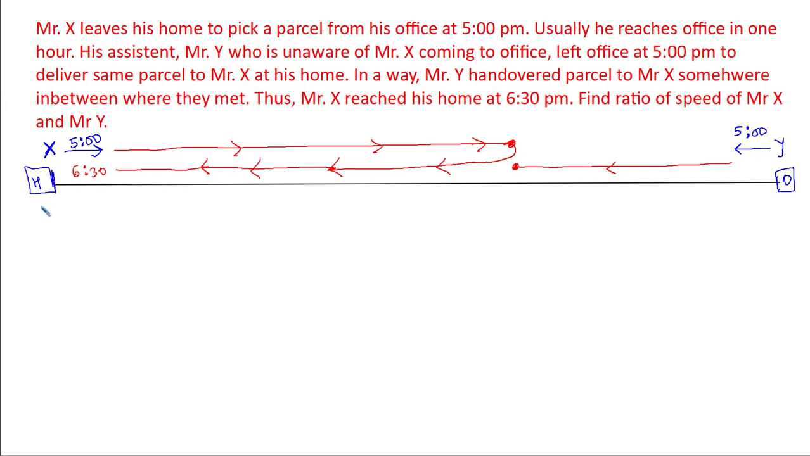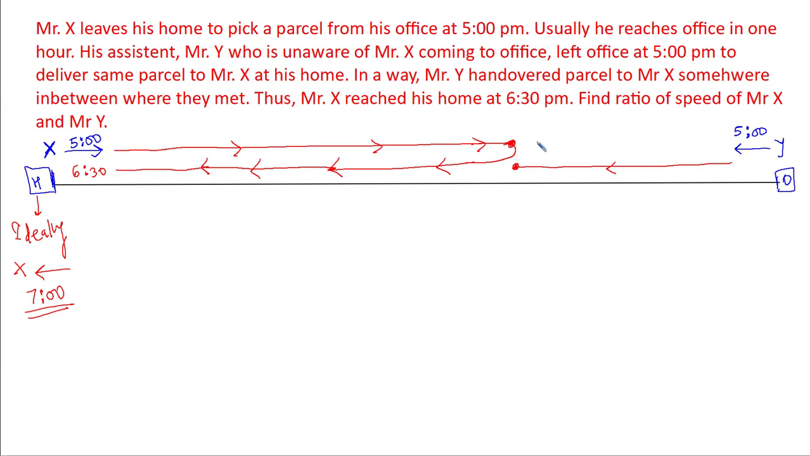So ideally, look here, Mr. X was supposed to reach home at 7 o'clock p.m., but on that day he reached home at 6:30 p.m. Okay, means how much time he saved? He saved a total of 30 minutes. And how did he save that? How did he save those 30 minutes?